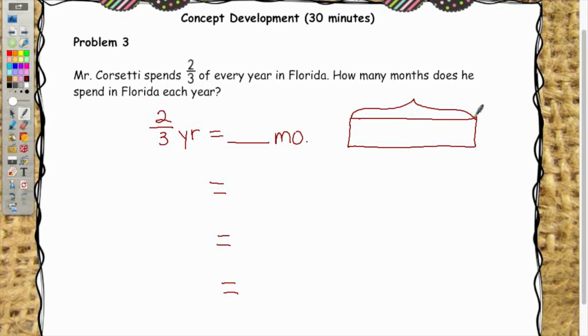Okay, what goes on top of the tape diagram? Where'd you come up with 12? 12 months in a year. Do we have a denominator? Yes. 3. So we'll divide by 3. And what are we trying to figure out? How many are in 2/3? 2/3. Okay, and remember, the answer is almost the easiest part of this. So the first thing I do, I take my fraction times whatever that label is. 2/3 times 1 year.